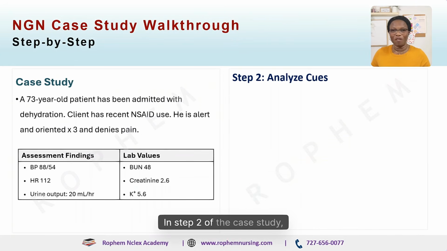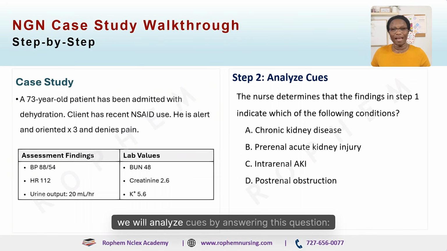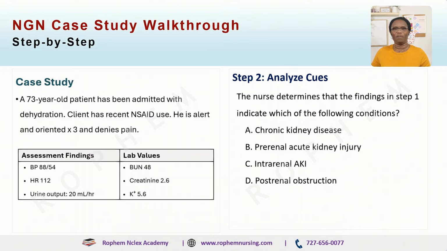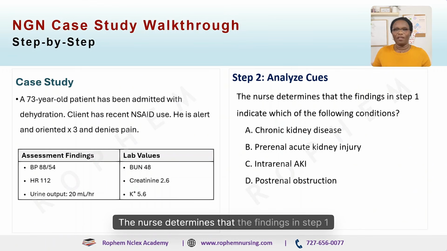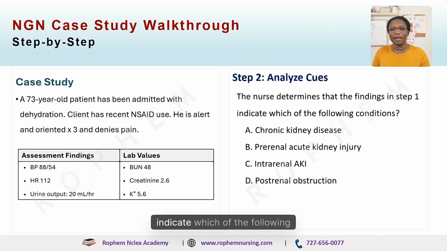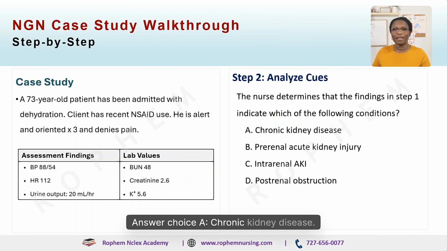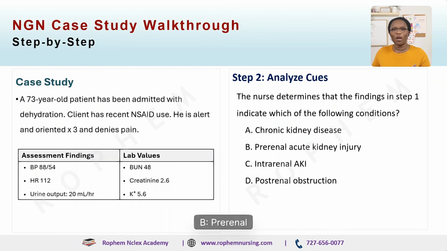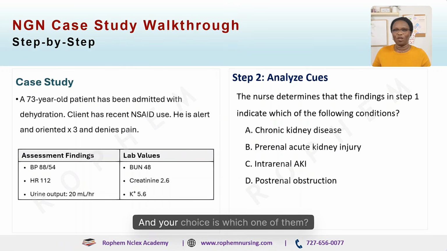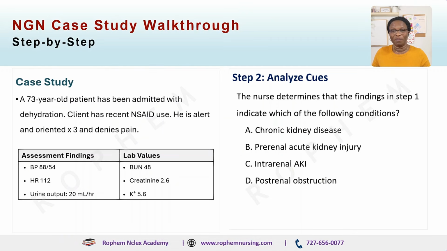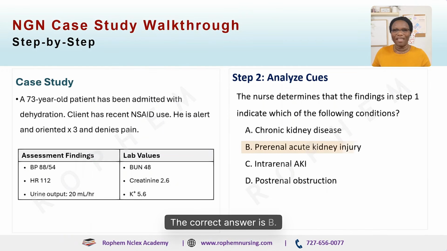In step 2 of the case study, we will analyze cues by answering this question. The nurse determines that the findings in step 1 indicate which of the following conditions? Answer choice A, chronic kidney disease. B, pre-renal acute kidney injury. C, intrarenal acute kidney injury. D, post-renal obstruction. And your choice is which one of them? The correct answer is B.